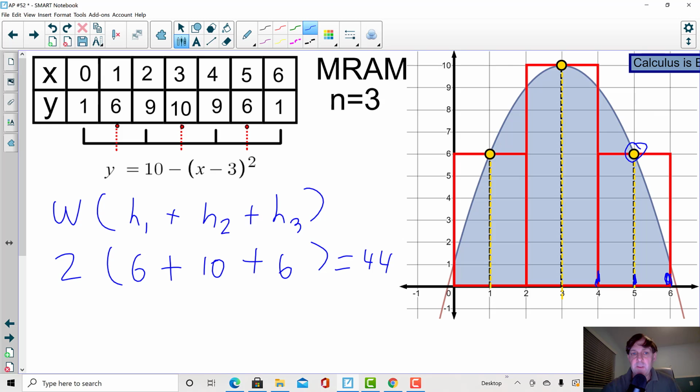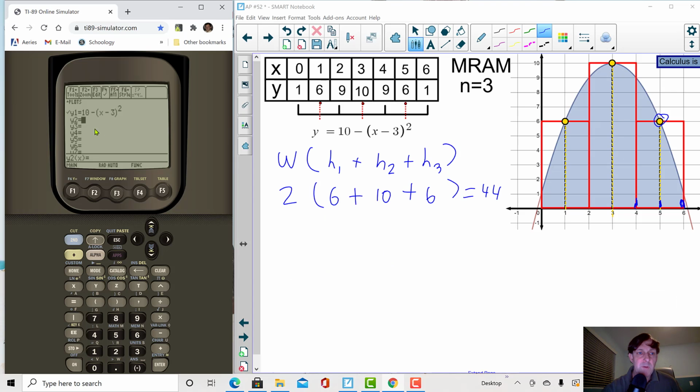Let's plug this in a calculator, see what we get. Remember, we want to type our function in y1. Then we go to the home screen. Our width is going to be 2. Then we're going to have 3 heights. First height is when x is 1. The second height is when x is 3. And our last height is when x is 5. And so you see we get 44 for our midpoint rectangular approximation.